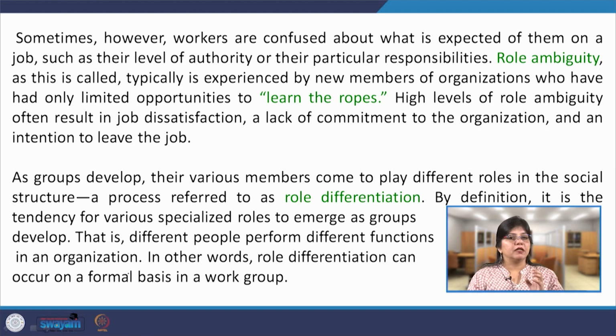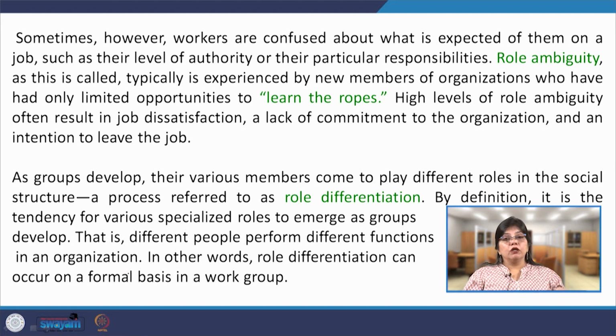This is a specific term that has been used by social psychologists, learn the ropes, to understand all the nitty-gritties of the job or role that they have to perform, which they can only understand when the role has been assigned to them and they are performing that role. So, a high level of role ambiguity, that means when clarity is not there, if the new members are experiencing vagueness in what they have to perform, this leads to ambiguity and finally results in job dissatisfaction, lack of commitment and intention to leave the job, because that job creates a sort of disinterest among the new members. So, this is role ambiguity.